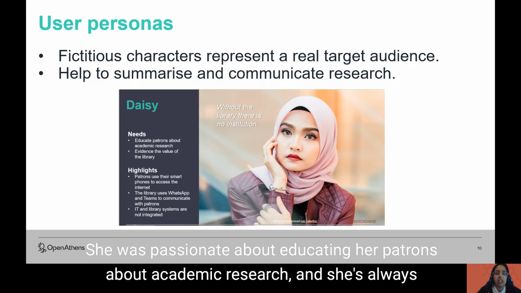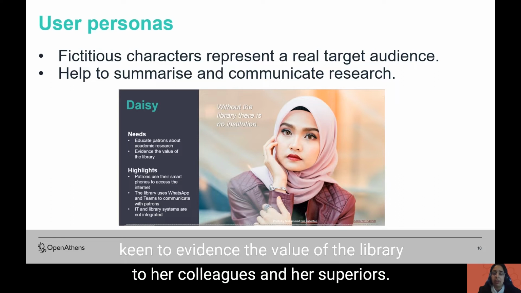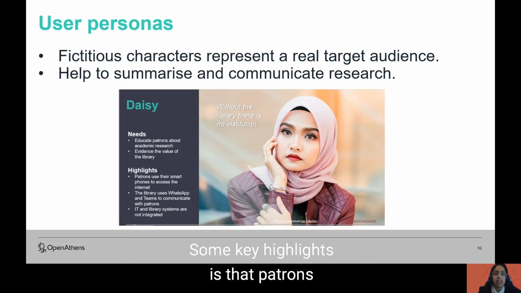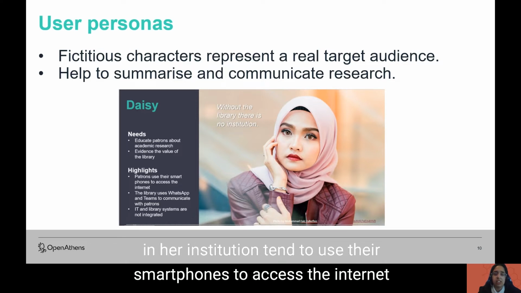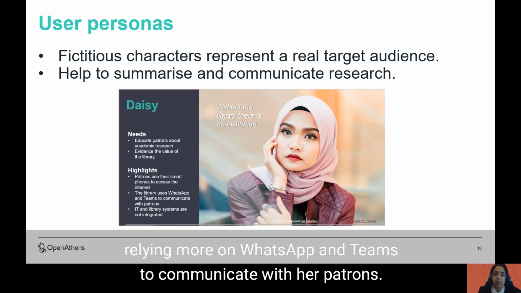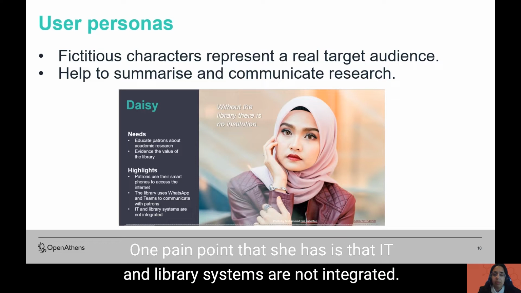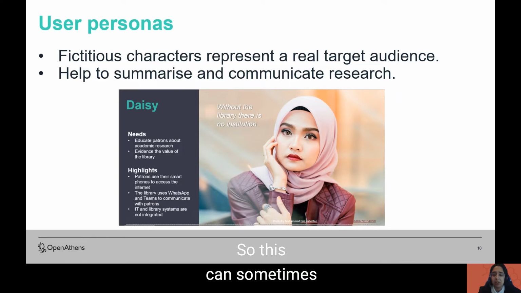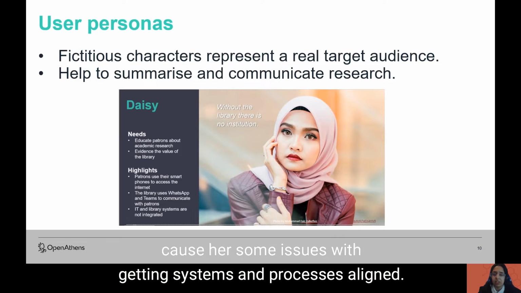She's passionate about educating her patrons about academic research, and she's always keen to evidence the value of the library to her colleagues and her superiors. Some key highlights are that patrons in her institution tend to use their smartphones to access the internet, and during lockdown she's been relying more on WhatsApp and Teams to communicate with her patrons. One pain point that she has is that IT and library systems are not integrated, so this can sometimes cause her issues with getting systems and processes aligned.